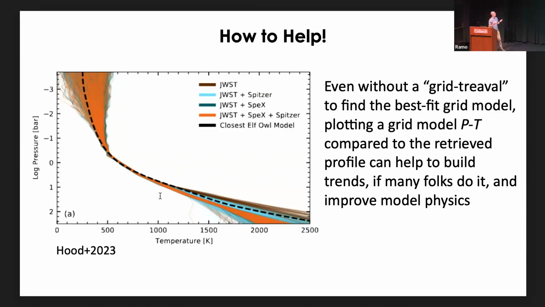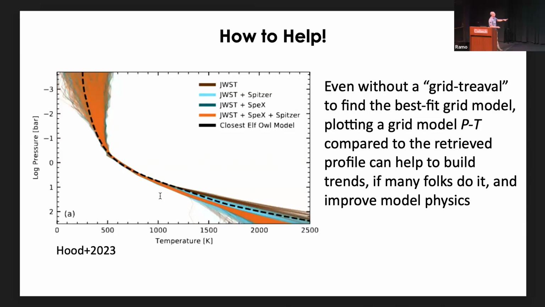But I think it's really important to remember we're trying to figure out the physics and chemistry. It's really important to compare a retrieval model to a grid model to think about why the grid model is failing. Because the grid model has all the physics and chemistry that we know. If there's a failure to fit, that is an opportunity to learn something.